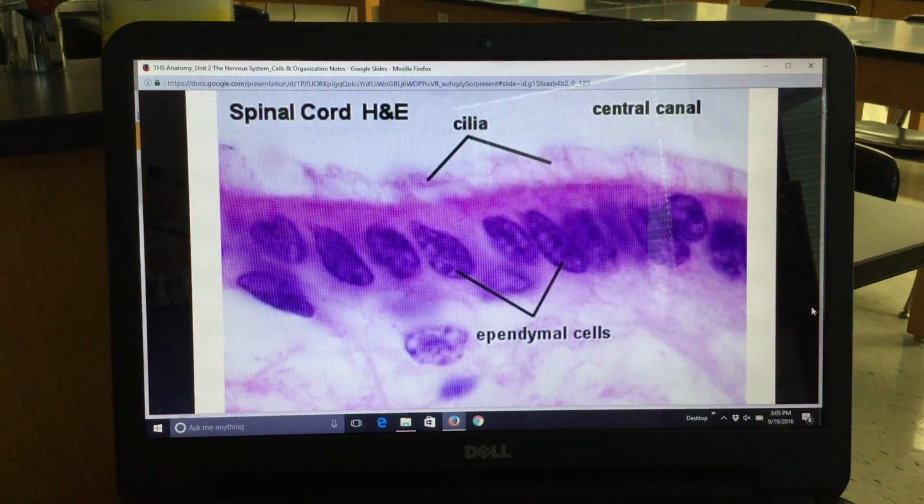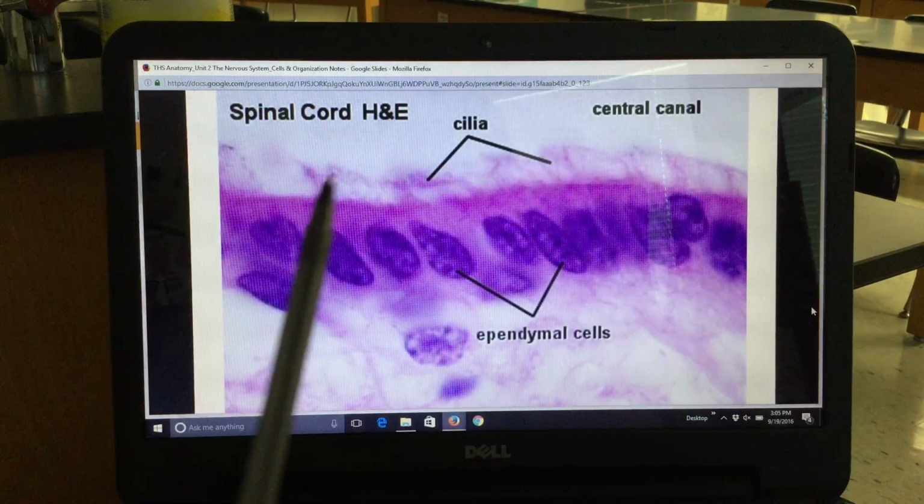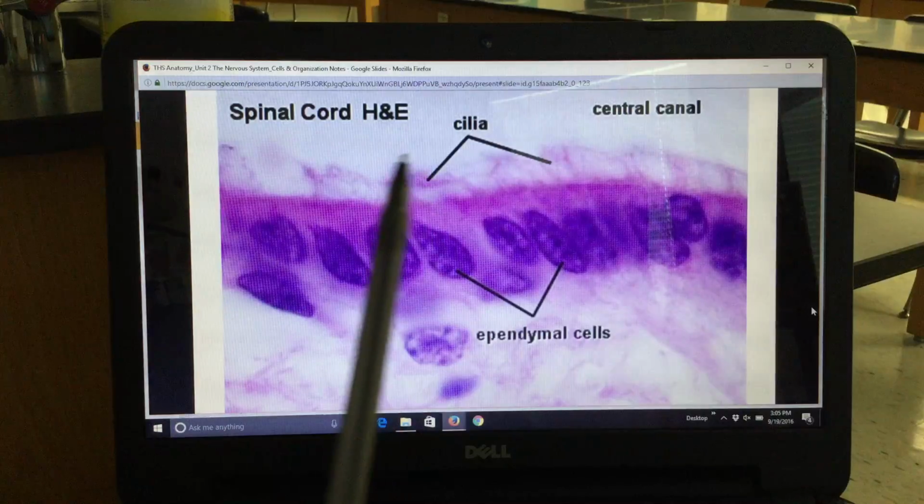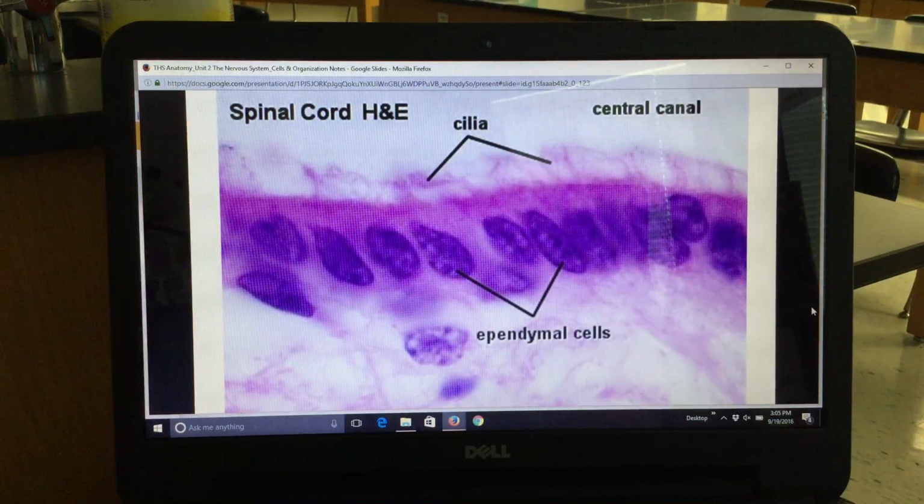Here you can see an actual image of your ependymal cells. Here are the pillow-like parts of the cells, and the cilia up here that would be beating that cerebral spinal fluid around, back and forth, to make sure it doesn't stay in one place.